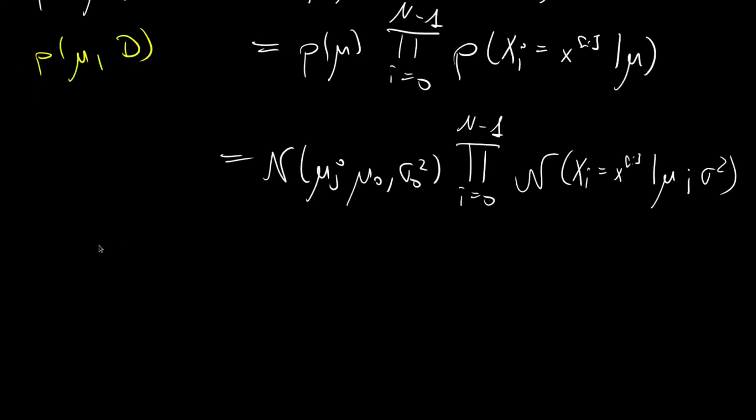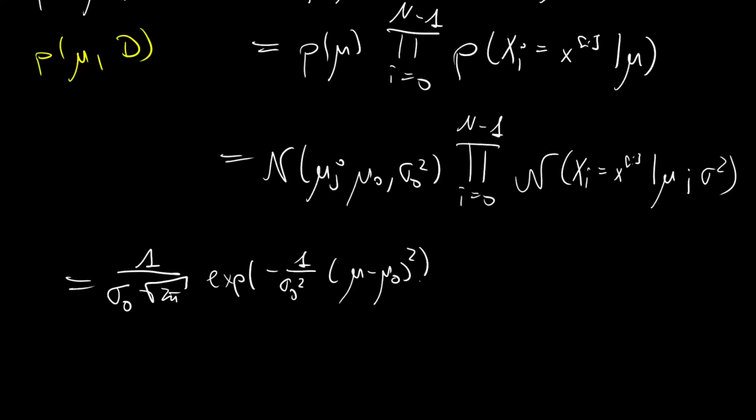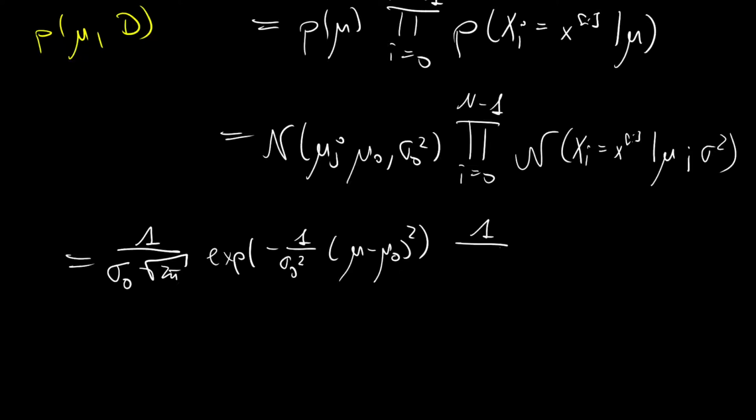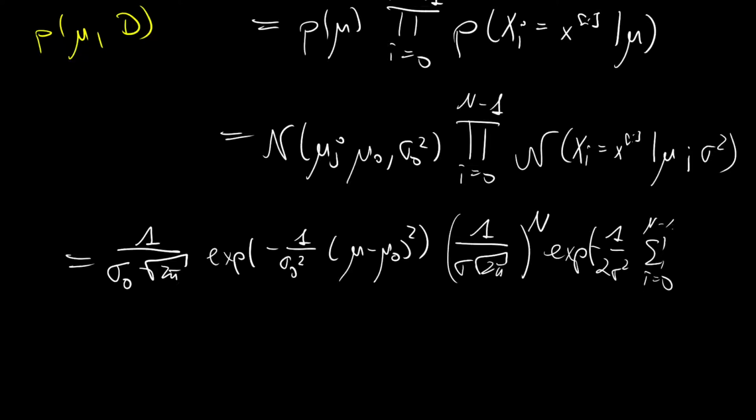Well, then let's plug in what we have. For this, we will get a 1 over sigma 0 square root of 2 pi exponential minus 1 over sigma 0 squared times mu minus mu0 in brackets squared. And for this, we will already use what we had up here where we looked at the likelihood. So we got the 1 over sigma times square root of 2 pi in brackets raised to the power of n times the exponential of minus 1 over 2 sigma squared times the summation from i=0 to capital N-1 over the ith grade observation minus mu in brackets squared and then closing brackets for the exponential.